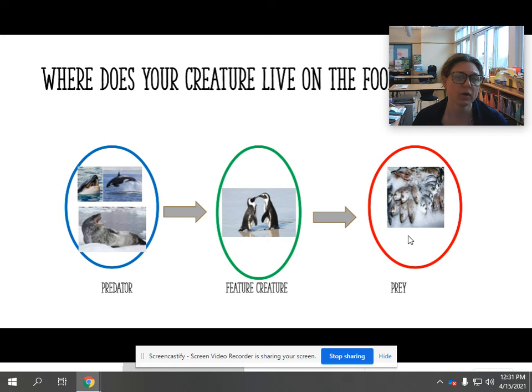And then when we think about how energy is transferred, well, the fish transfer energy to the penguin, and the penguin transfers energy to the orcas or the whales or the seals.